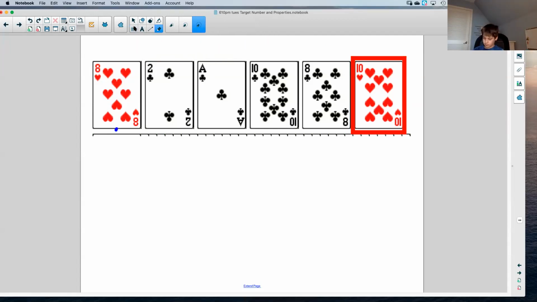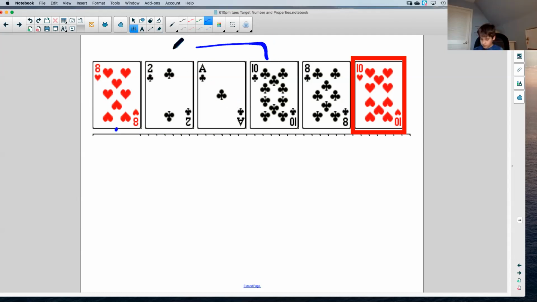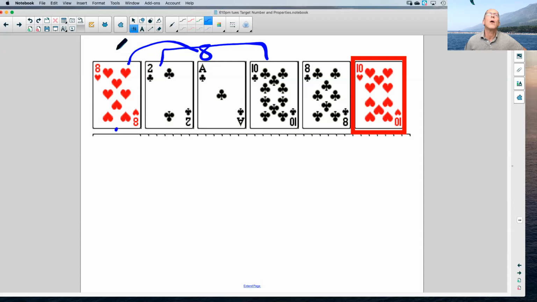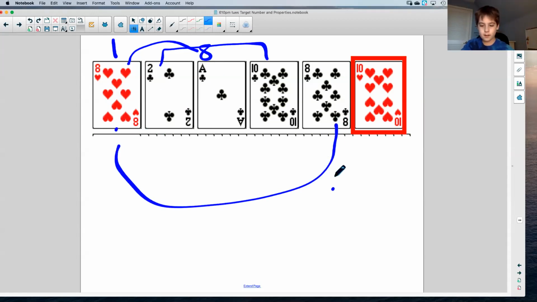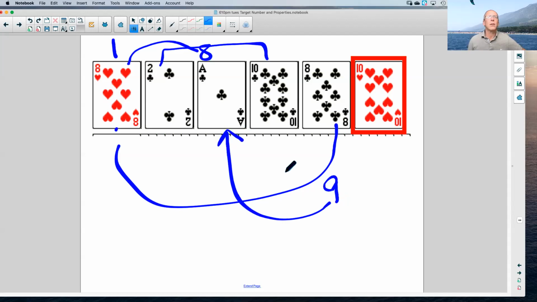Times 8, so 80. So you take 10 minus 2, plus 2. Okay, that's 8, and then you divide that by 8. Then you add 1, then you add 8 to it, and then you add 1 to it, equals 80. I love it. That's very, very sweet.